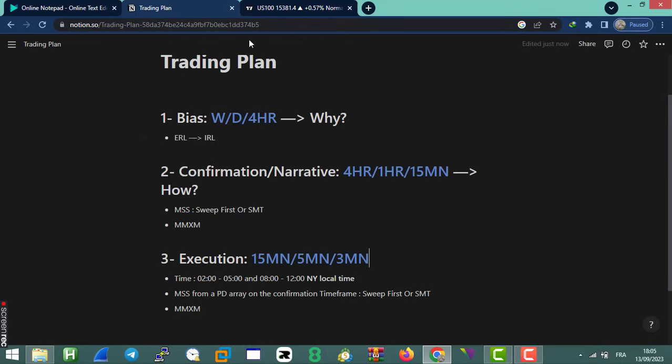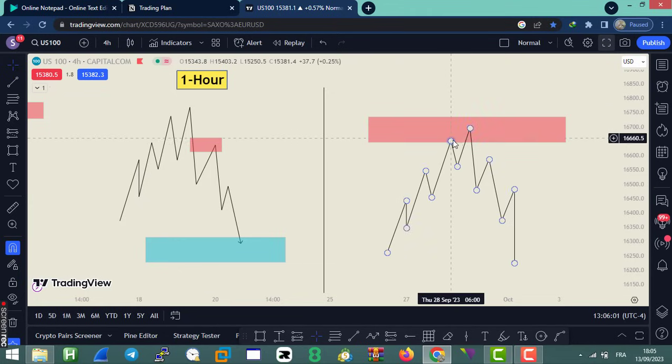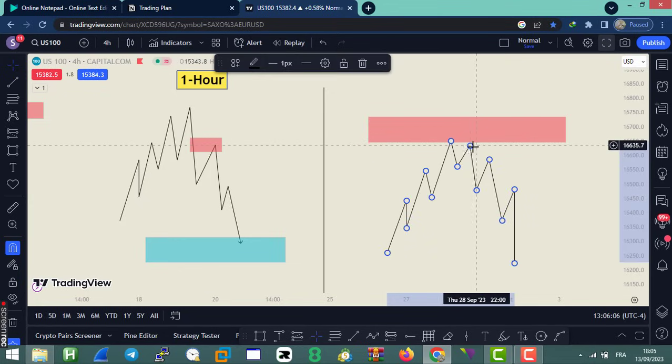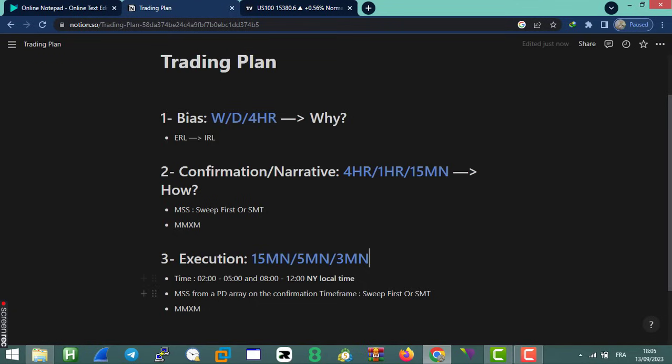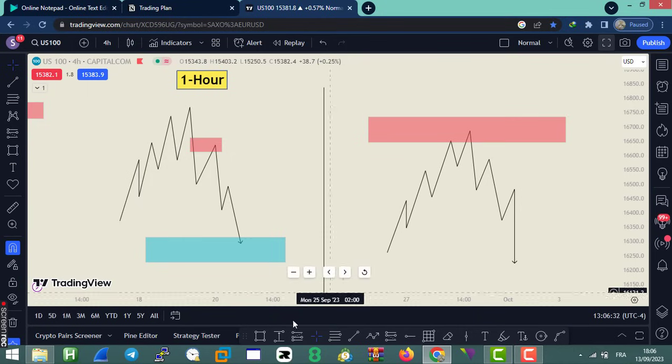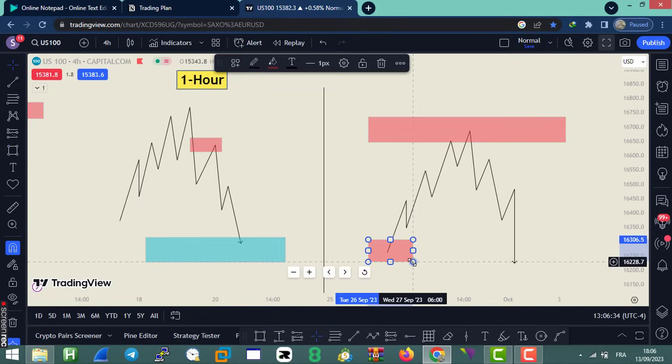Again, we want to see a sweep first or SMT. So in our case, we have a sweep and then displacement. If we don't have a sweep, if we have something like this, then I want to see an SMT divergence with another pair right here. So another pair did make that new high and then displaced lower. And we want to look for a market maker X model for the sake of targeting. So we're going to target low resistance liquidity again. So for example, here we will see the original consolidation right here.